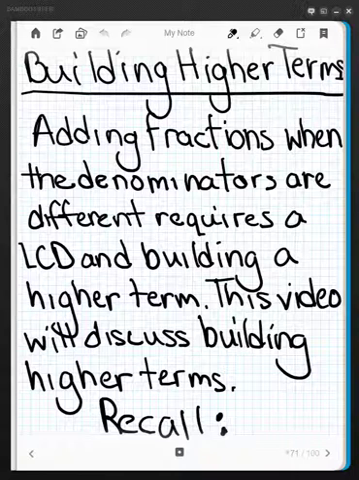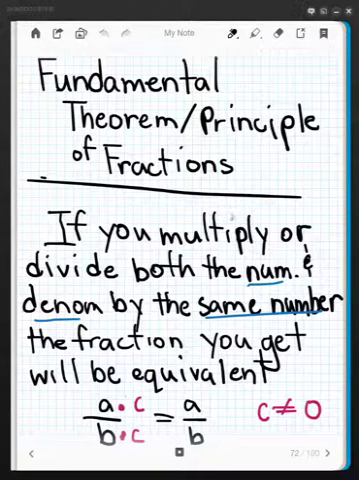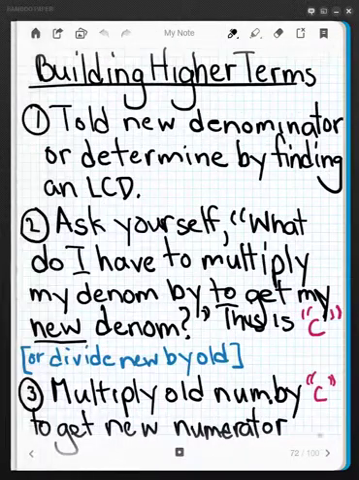So let's first recall the fundamental theorem of fractions, or the fundamental principle of fractions. We discussed this when we were reducing fractions. That was using division, but now we're going to use multiplication. If you multiply or divide both the numerator and denominator by the same number, the fraction will be equivalent. So we have a fraction a over b, and we multiply it by c in the numerator and c in the denominator, and we get a new fraction that is equivalent to the old one. As long as c is not 0, that will be 100% true.